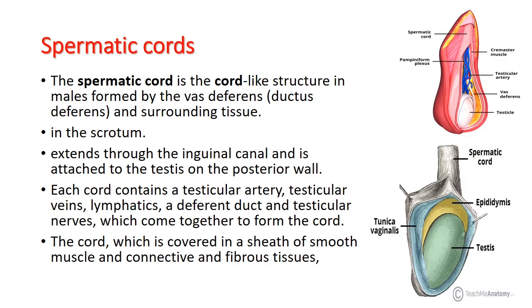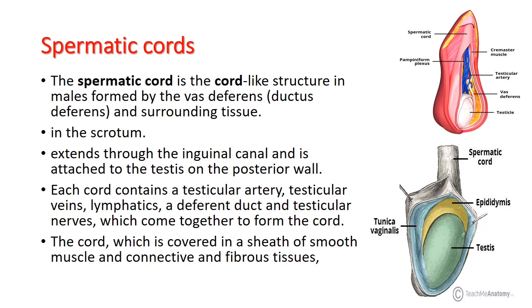Now we'll see the spermatic cords. The spermatic cord is a cord-like structure in layers formed by the vas deferens or ductus deferens and surrounding supporting tissue. It is found in the scrotum. It extends through the inguinal canal and is attached to the testis on the posterior wall. So it is located from the inguinal canal to the posterior wall of the testis.